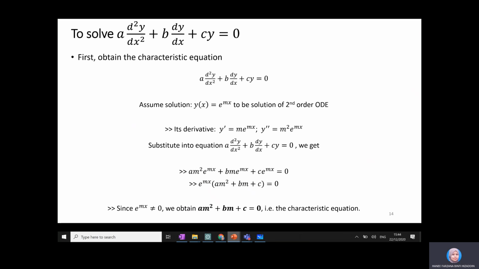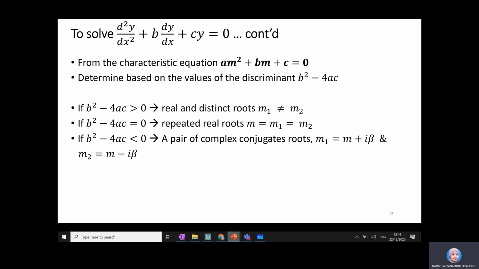Okay, we've gone through this, so we got this as the characteristic equation. From the characteristic equation, am² plus bm plus c equal to 0, we can determine the value of m based on the value of the discriminant, just like when we solve a quadratic equation. If b² minus 4ac is greater than 0, then we have real and distinct roots, where m1 is not equal to m2.